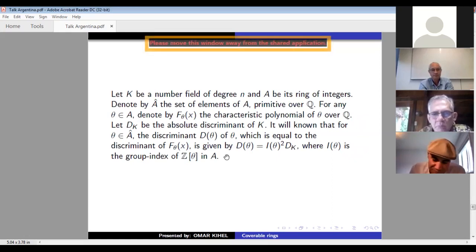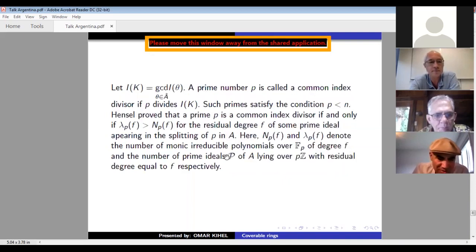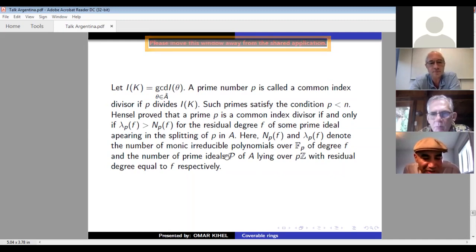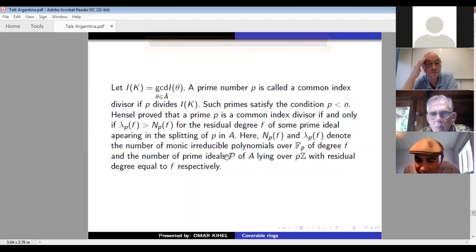We know that the discriminant of theta is equal to I(theta) squared times the discriminant of the field, where I(theta) is the index of theta in A. And we can define what is called the index I(K) of the field K, which is just the GCD of I(theta), where theta are primitive, that is, theta are in A-hat. Now, there is what is called the common factor of indices. A common factor of indices is a prime P that divides I(K).